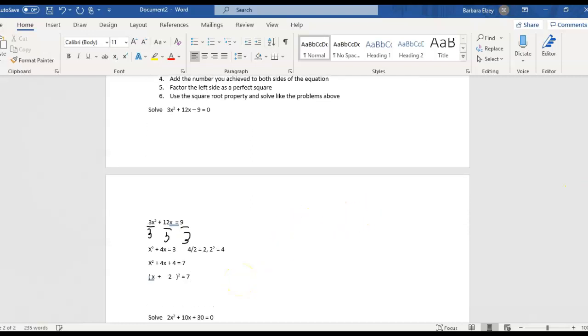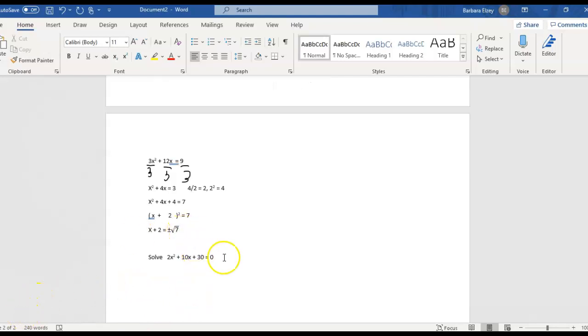Let's use our square root property. When we use our square root property, the square goes away on the left, and we get plus and minus the square root of 7 on the right. Now we're not done. We've got to get x by itself, so we have two equations to solve.